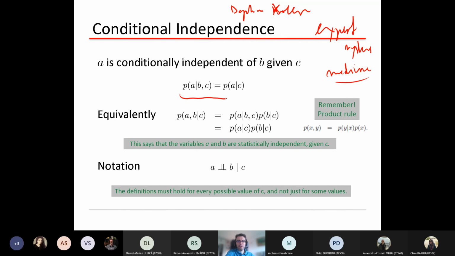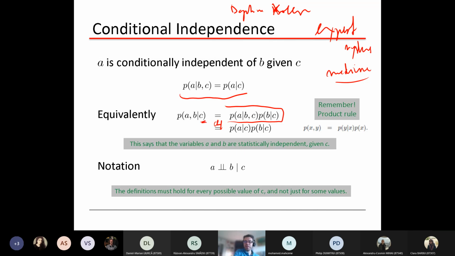So A is conditionally independent of B given C if P of A given B and C is actually P of A given C. So if we know C, B does not influence A anymore. And we can write it this way as well. P of A and B given C is actually P of A given B and C multiplied with P of B given C. Here we apply the product rule. And using the definition above, it's actually P of A given C multiplied with P of B given C.